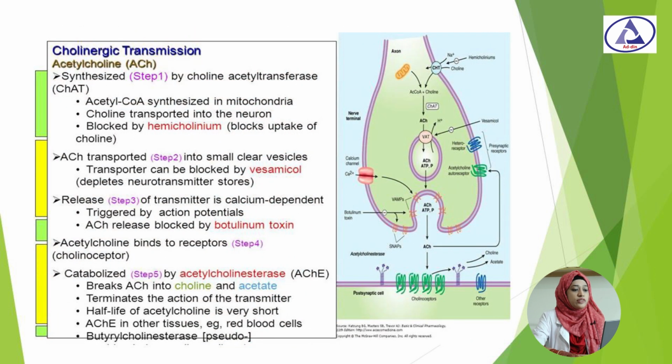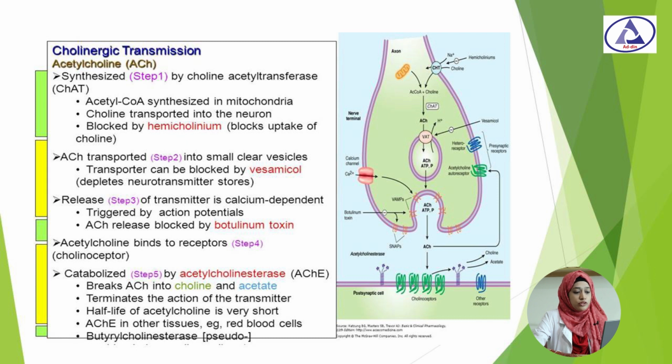This diagram shows cholinergic transmission. Acetylcholine is synthesized by choline acetyltransferase in the neuron. Acetyl-CoA is synthesized in mitochondria and choline is transported into the neuron. This choline transport is blocked by hemicholinium. Acetylcholine is transported into the vesicle, and this transport is blocked by vesamicol. Acetylcholine is released by the action potential, calcium dependent. This acetylcholine release is blocked by botulinum toxin.